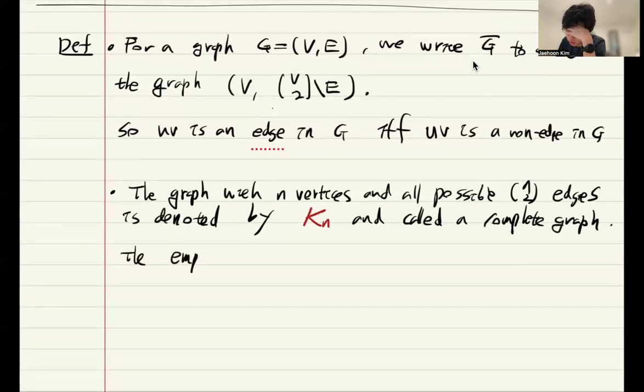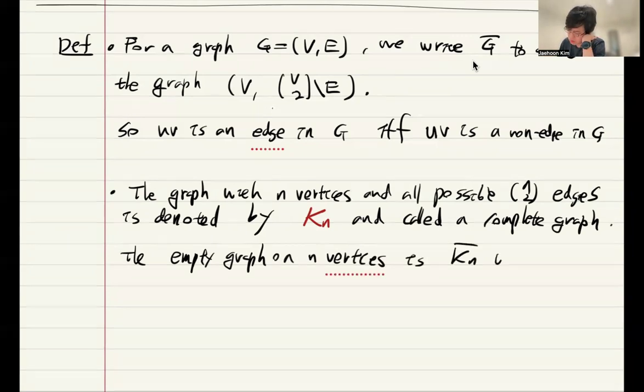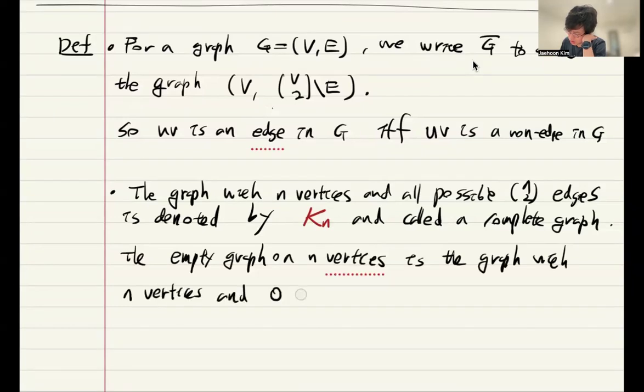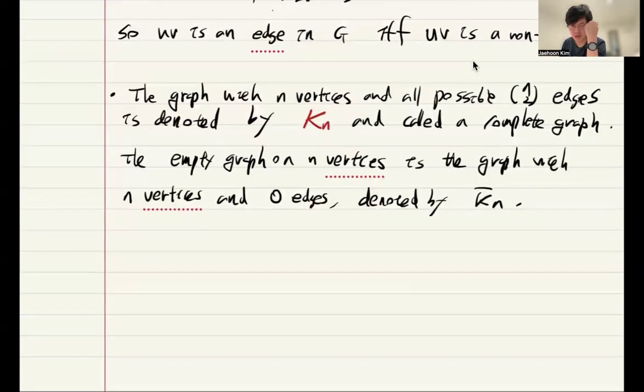And the empty graph on n vertices is the complement of this complete graph, which is the graph with no edges, 0 edges, and which is denoted by the complement of K. And we call this an empty graph.